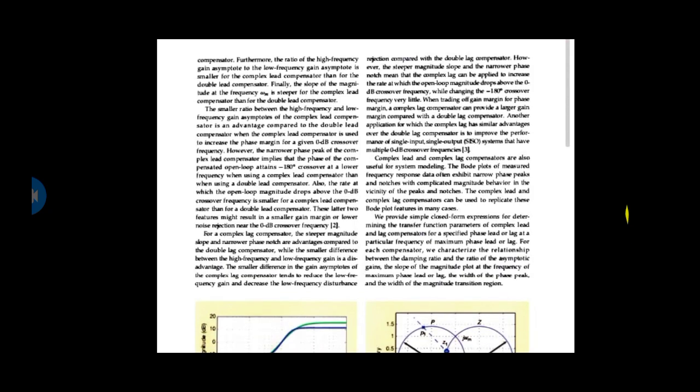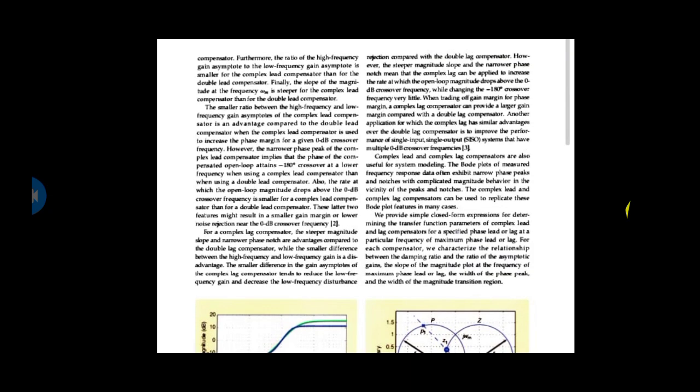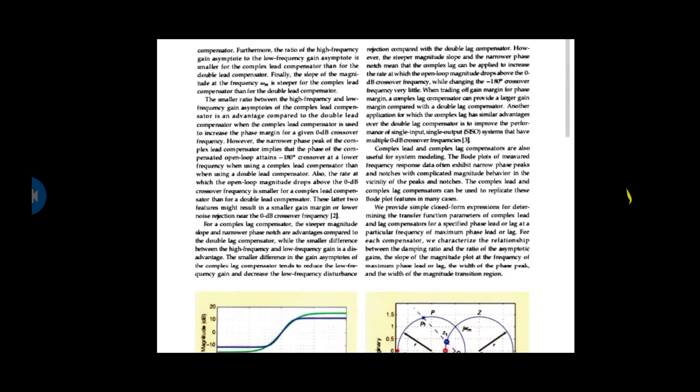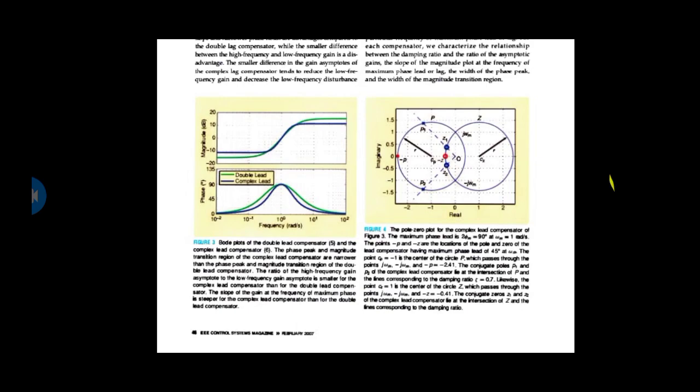We provide simple closed-form expressions for determining the transfer function parameters of complex lead and lag compensators for a specified phase lead or lag at a particular frequency of maximum phase lead or lag. And for each compensator, we characterize the relationship between the damping ratio and the ratio of asymptotic gains and slope of the magnitude plot, the frequency of maximum phase lead and lag, with the width of the phase peak and the width of the magnitude transition region.